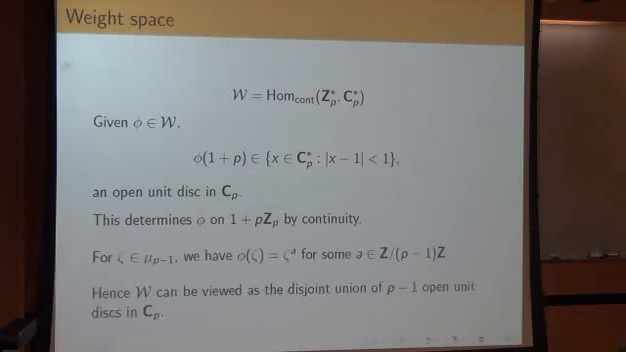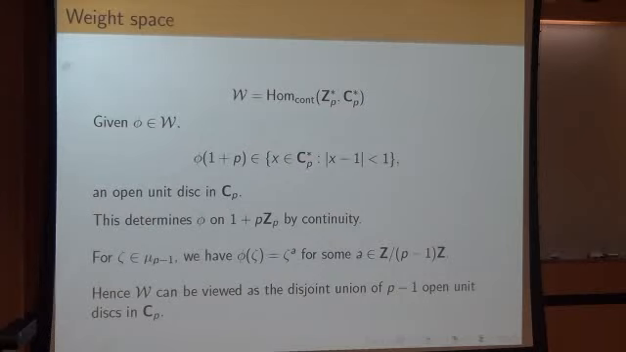So if you have a p minus first root of unity, then there aren't too many options for where that can go either. It has to go to another p minus first root of unity. So that's just classified by some element in Z mod p minus 1. So therefore, the weight space can be viewed as the disjoint union of p minus 1 open unit disks.